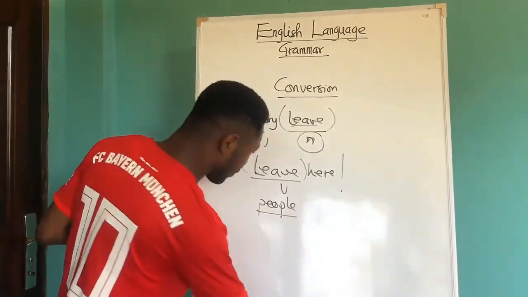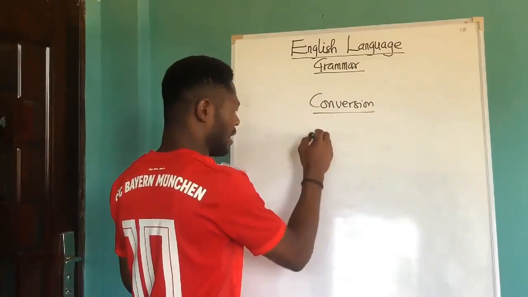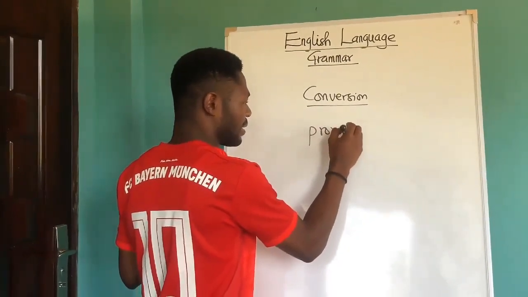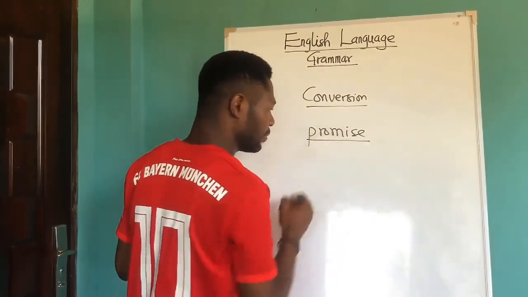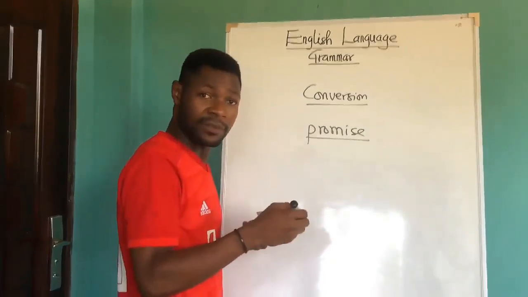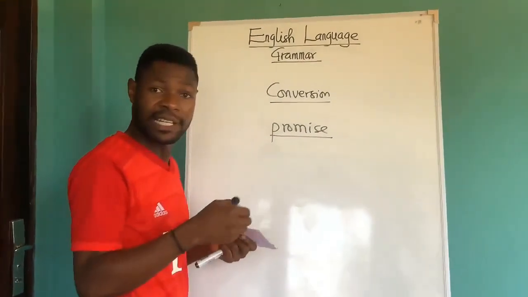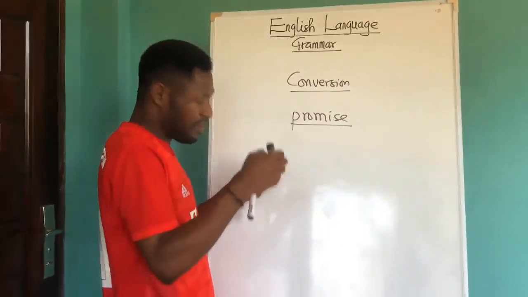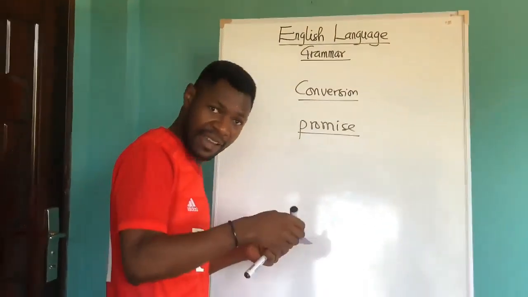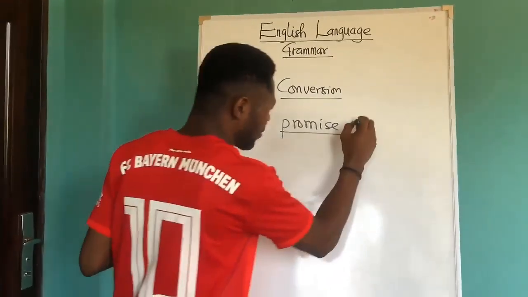Let us look at more examples. So we can look at examples like promise. Today, promise has become a noun. So someone has added kin to it and it has become his name. So promise, a name of a person, is a noun. Or if you like, promise ring.